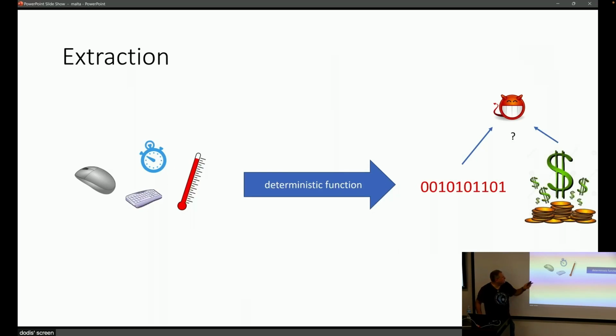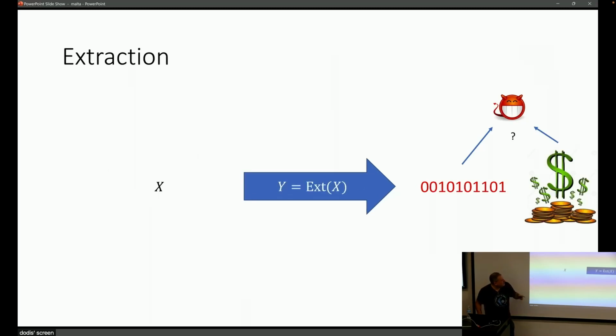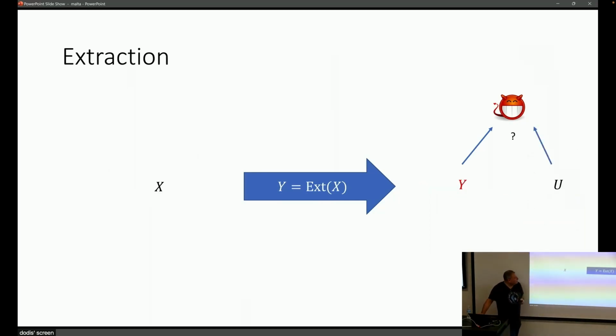I'm sorry about it. So this guy, we're going to call it X, the entropy source. The output we're going to call Y. It's going to be equal to extractor of X. The little pile of coins we are going to call U.